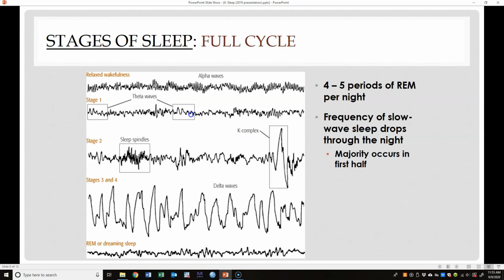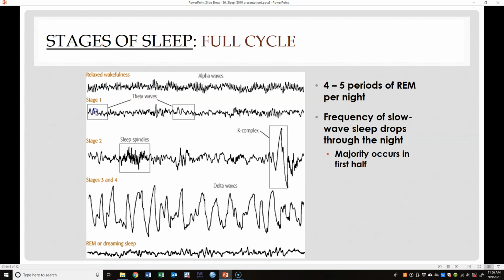If we go through and take a look at this, remember that this is on the average human, which doesn't really exist. In general, what we typically see is 4 to 5 periods of REM a night. So we can see up here, here's my relaxed wakefulness, here's my alpha waves. They're large amplitude waves, pretty regular, but occurring at a higher frequency, so they're occurring faster than when we slip into stage 1.